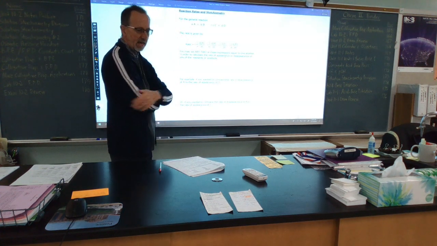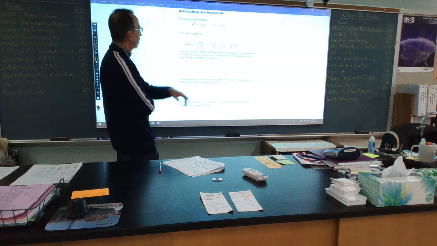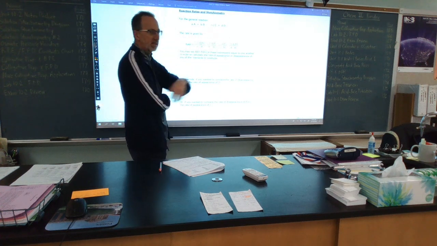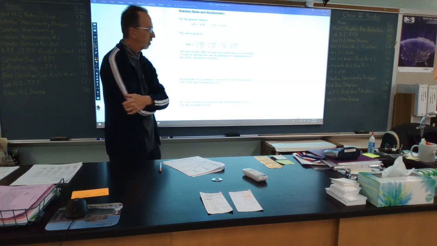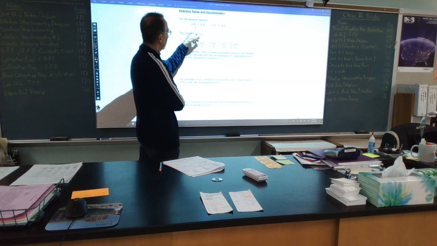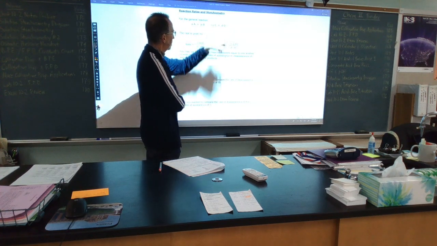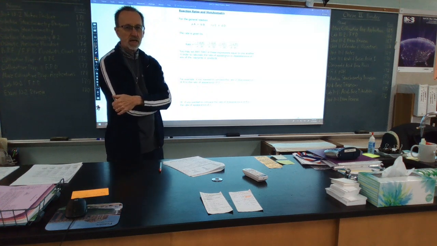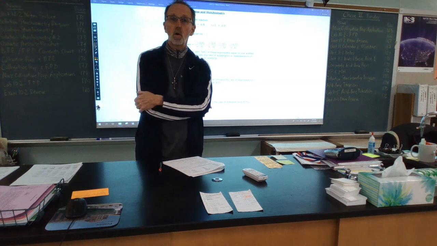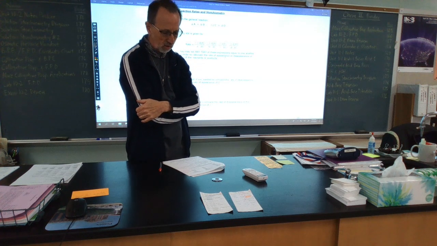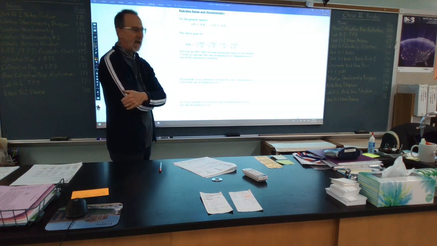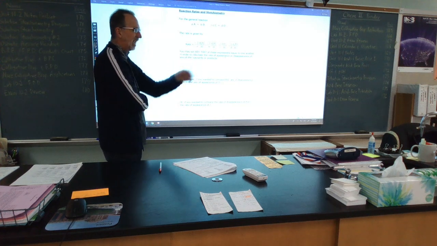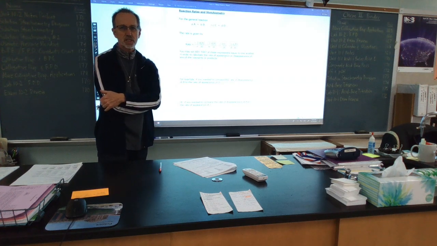So here we have a general reaction: aA plus bB yields cC plus dD. The lowercase a, b, c, d are the mole coefficients used to balance the equation. The rate for this is given by any of these expressions.